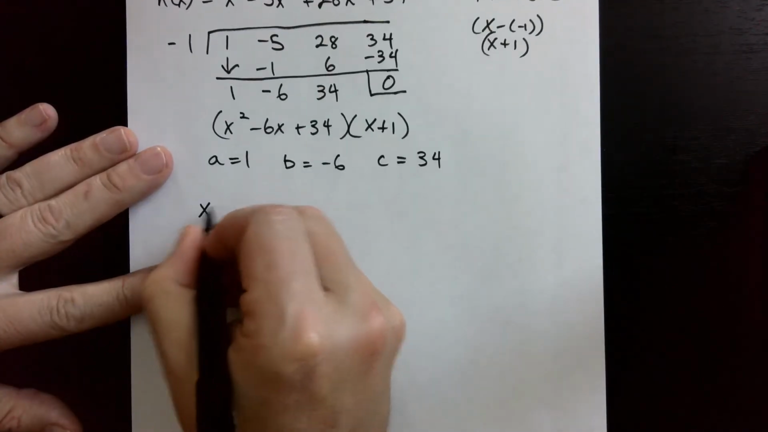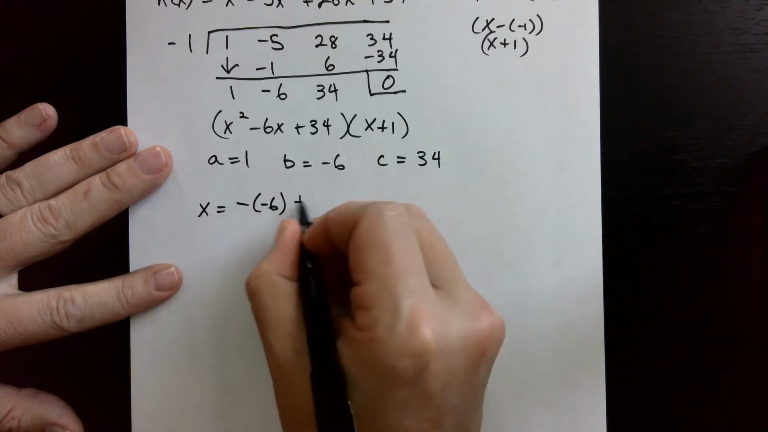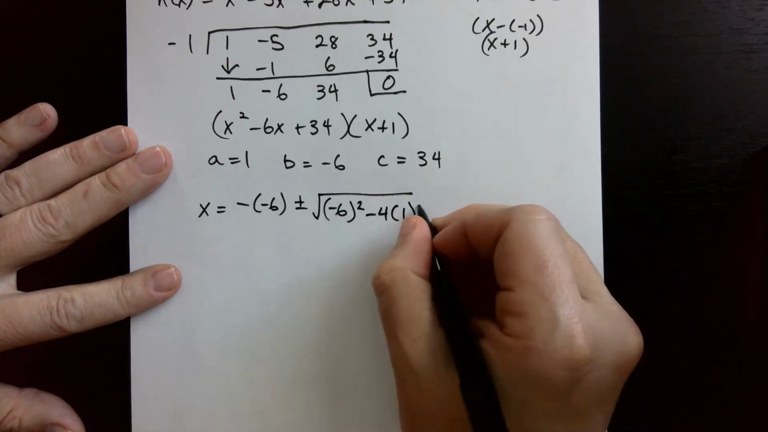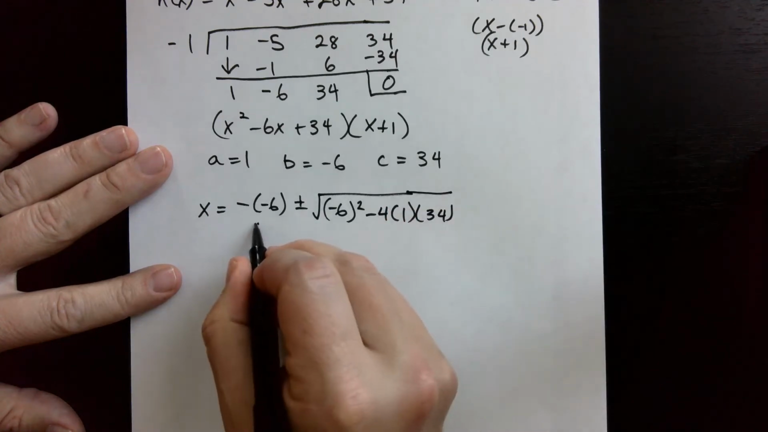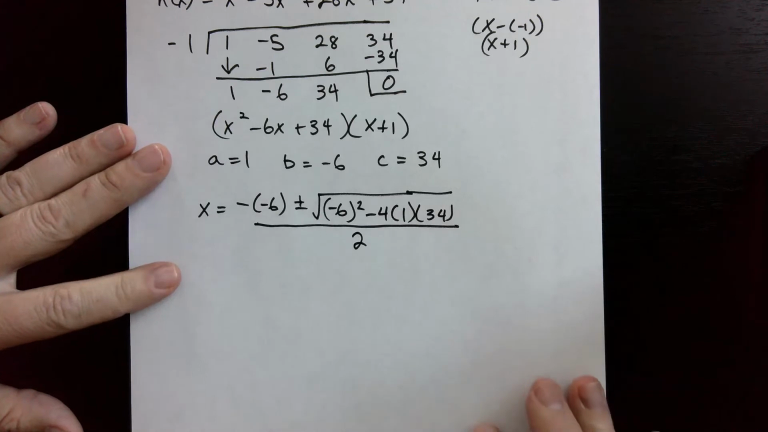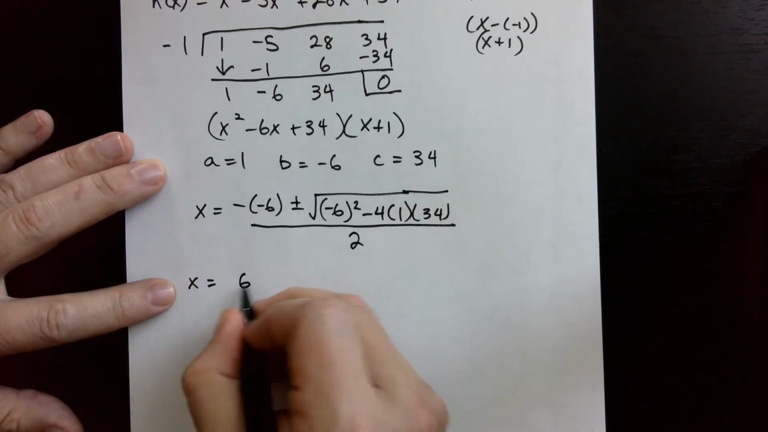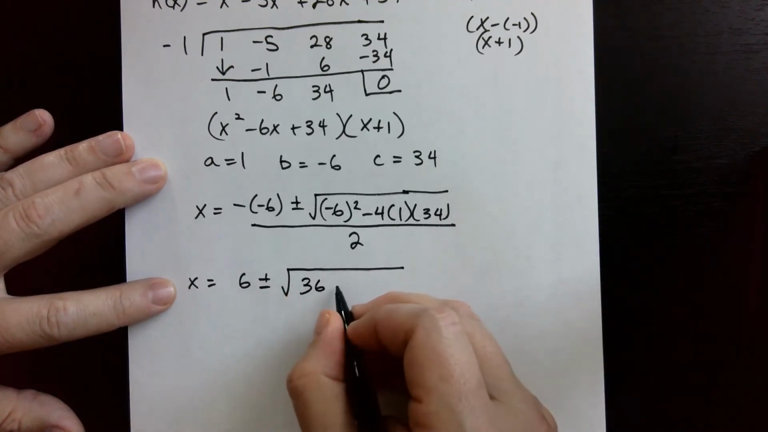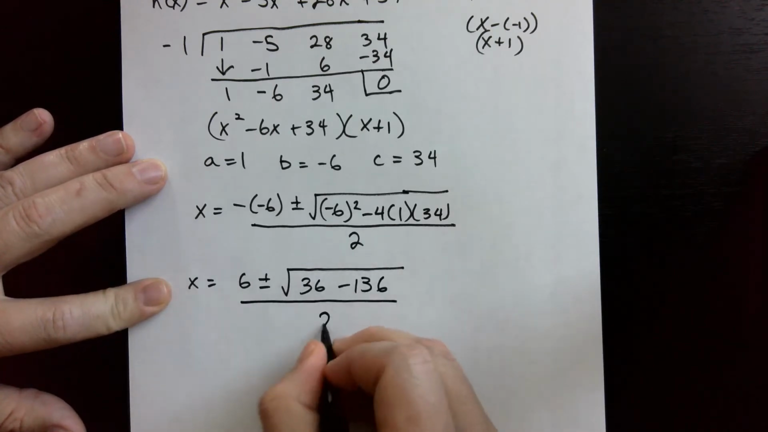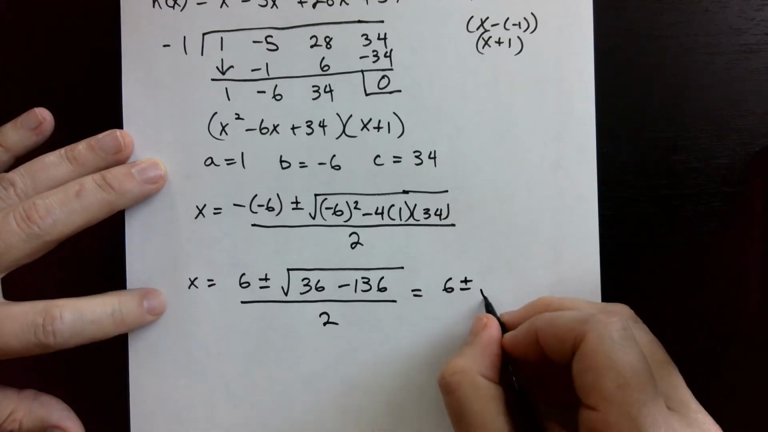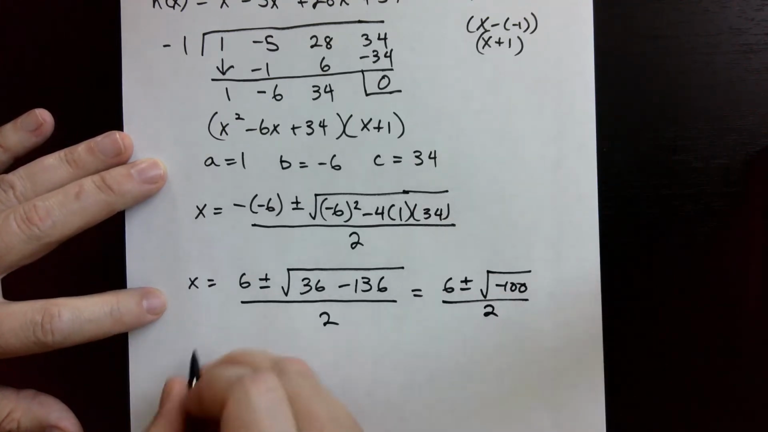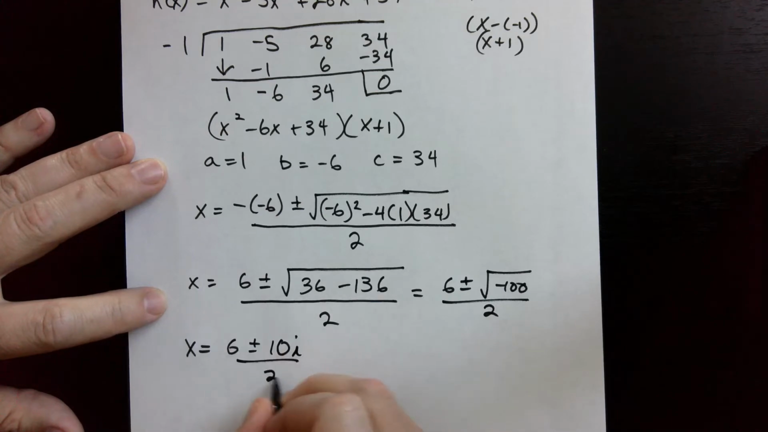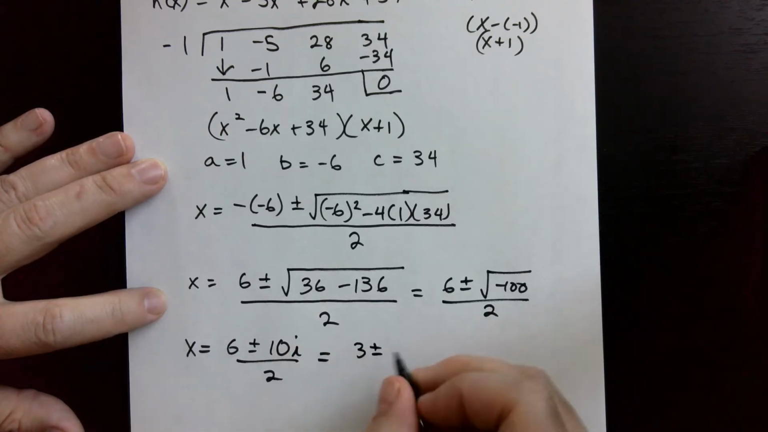Okay, so x is equal to negative b, so negative negative 6, plus or minus square root of negative 6 squared, that's b squared, minus 4 times a, which is 1, times c, which is 34, all over 2 times 1, or just 2. I could put the 1 there, but I don't need it. Okay, so that becomes x is equal to 6 plus or minus the square root of, it's very similar, it's going to be 36 minus 136 over 2. That's 6 plus or minus the square root of negative 100 over 2, which is 6 plus or minus 10i over 2, which is, divide that in, 3 plus or minus 5i.